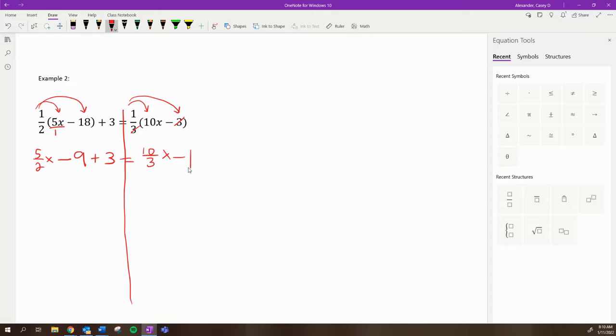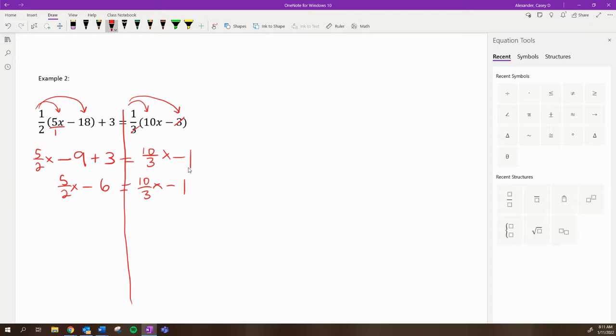Now I'm going to, let's see, combine like terms. So I have a -9 and a +3. -9 plus 3 is -6. So this side simplifies to 5/2 x minus 6 equals 10/3 x minus 1. And that's pretty ugly. Now, I can think of a few ways to tackle this, but I wanted to use this video as a chance to review some fraction stuff.